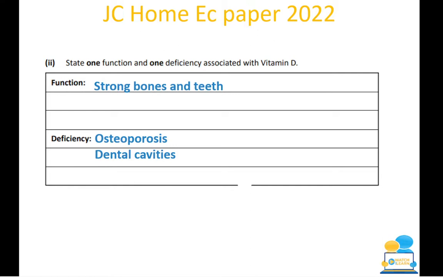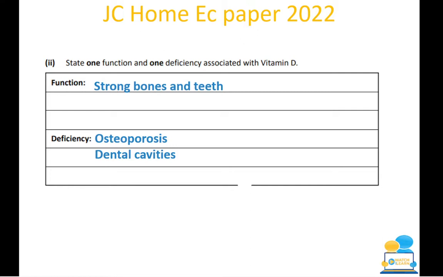So we're just looking for one function. Function means what it does for my body, and because it says state, I'm just looking for a short and sweet snappy answer. So you could say strong bones and teeth. They did, however, accept just strong bones, or to stop you getting weak bones, or for strong teeth, or to stop dental disease. So that was all accepted there, and that was worth 3 marks for that part.